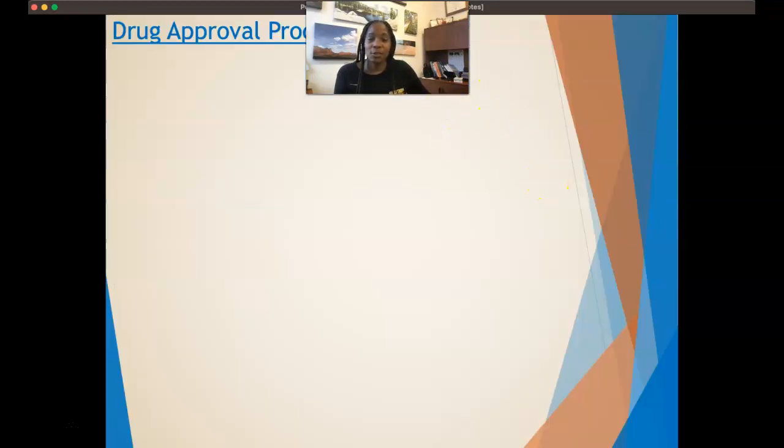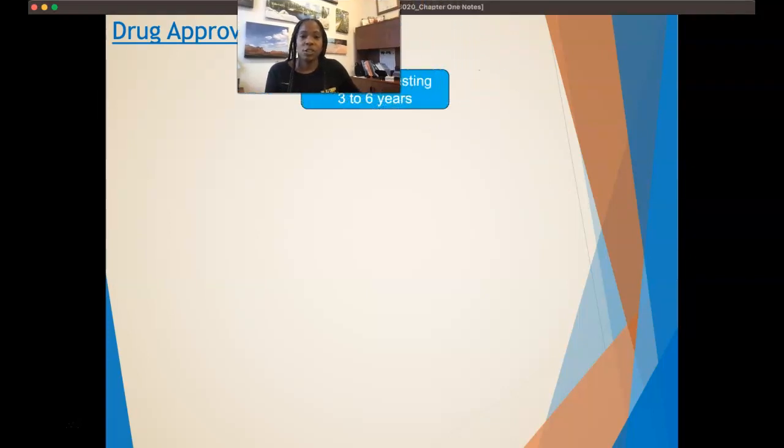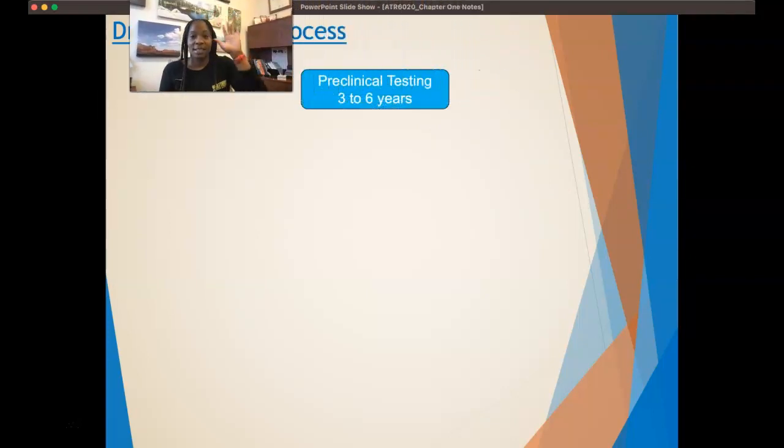Okay, so I said there was this drug approval process, right? So I'm going to walk you through it so you can understand just how tedious it is now to get a drug approved. But then just think, in like 1902, they didn't even have this process. So the first thing that happens with a drug is it goes through preclinical testing. That preclinical testing takes 3 to 6 years.